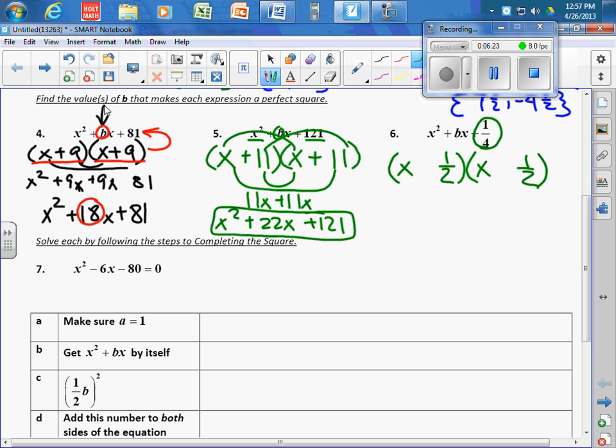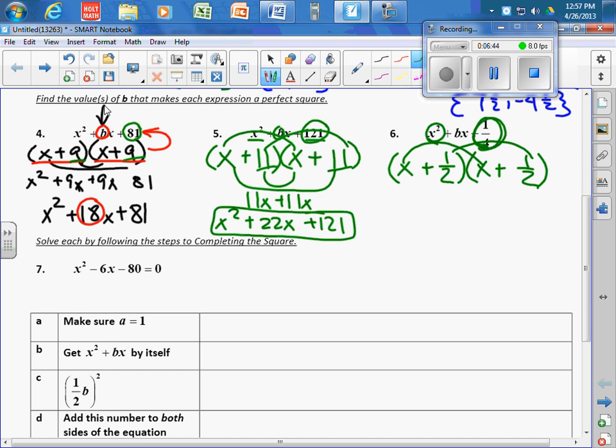Notice that's what we did for the first two problems. The square root of this number goes here and here. The square root of this number goes here and here. So the square root of 1/4 would be 1/2, wouldn't it? Put in a couple plus signs, because x times x would give me the x squared, and 1/2 times 1/2 is the 1/4.